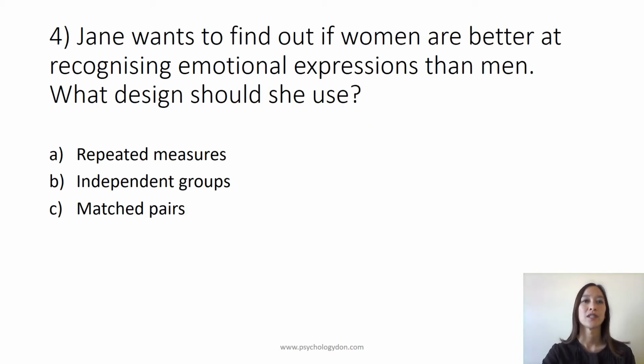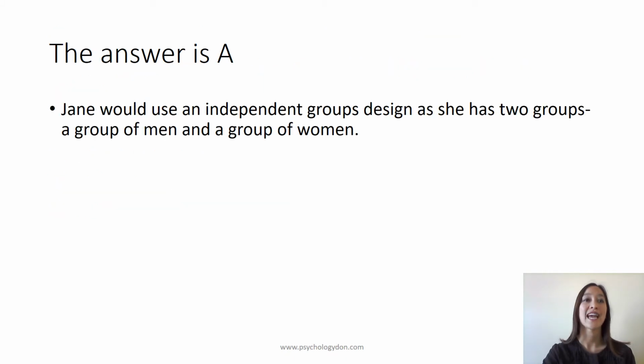Question 4. Jane wants to find out if women are better at recognising emotional expressions than men. What design should she use? A, repeated measures, B, independent groups, or C, matched pairs? The answer is A. Jane would use an independent groups design as she has two groups, a group of men and a group of women.